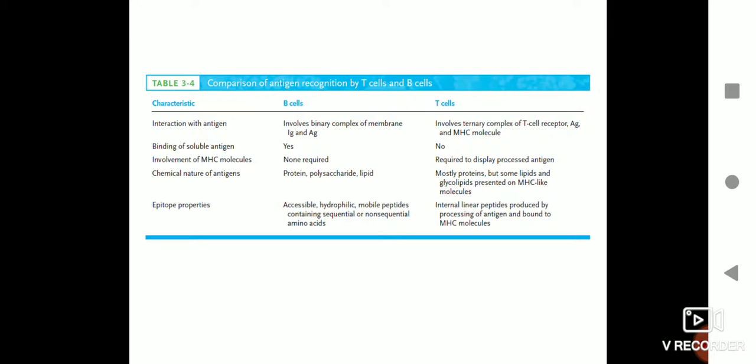So here is a table which gives you the difference between antigen recognition by T cells as well as by B cells. In both the cases, the process is slightly different. So please go through it for better understanding. With that, we complete T cell receptors and B cell receptors.